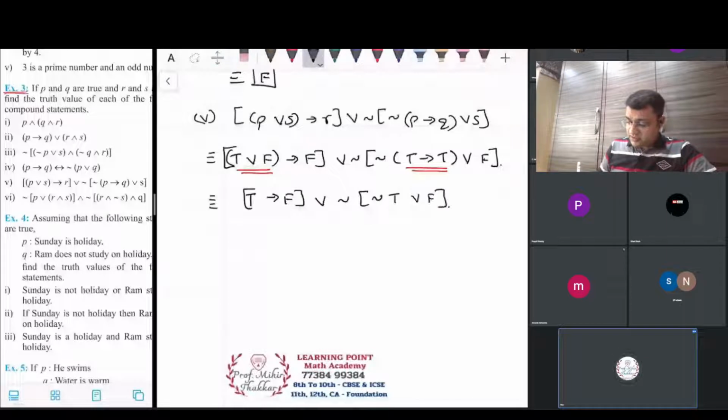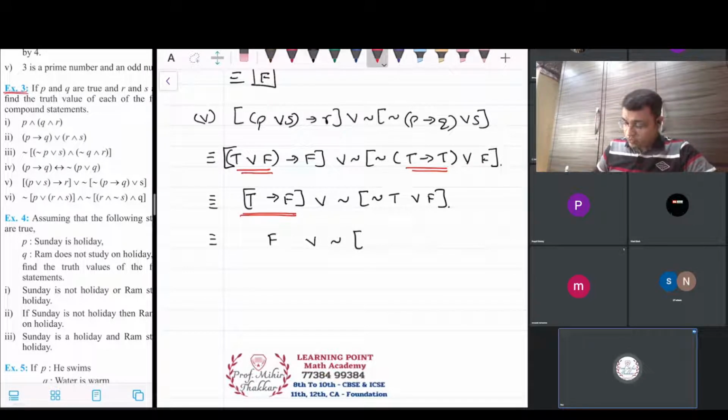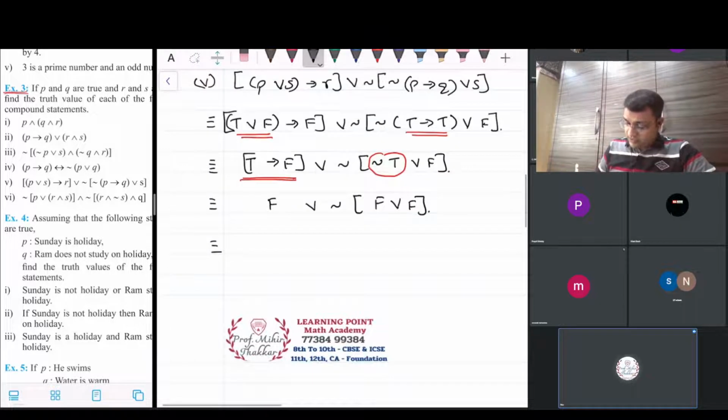Then after that T implies F. So this is directly going to be applied as F or negation. Now first of all I have to consider this, and then I have to consider the or symbol. So negation of T, what is the negation of T? It is nothing but false. So I will write false in this place. The remaining terms are as it is. So I will get F or negation of.